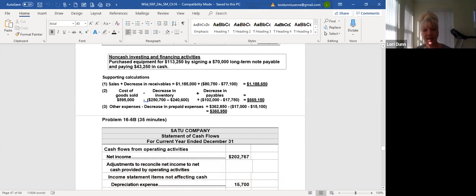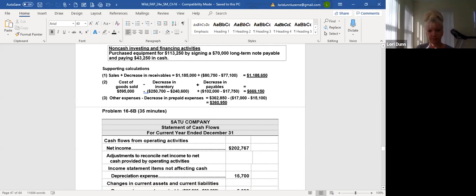The first thing we do is add back depreciation expense. It was subtracted to get to net income up here. If we're converting this to cash flow, we shouldn't have subtracted it. Add it back. So we look on our income statement. Are there any other gains or losses? No. So we're done with that part of our adjustments.